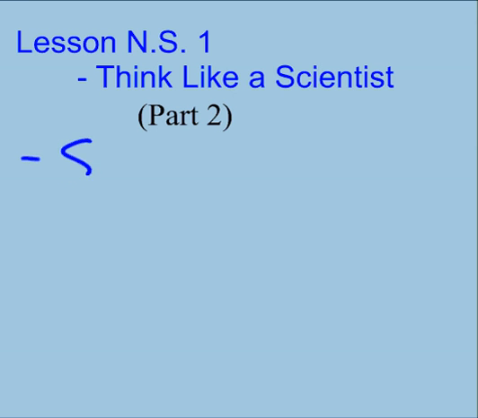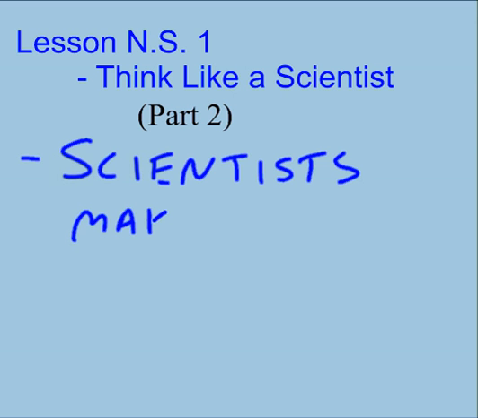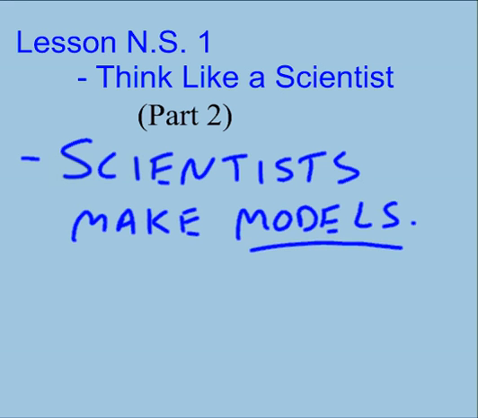And finally, scientists make models. Sometimes scientists make models to study and better understand things that are too big, too small, or just too complicated to observe directly. By making a model, they're able to understand all of the different parts and interactions of the system. That's it for today.